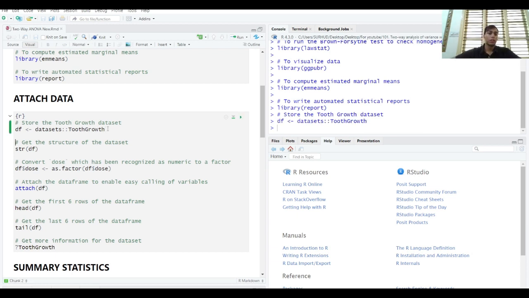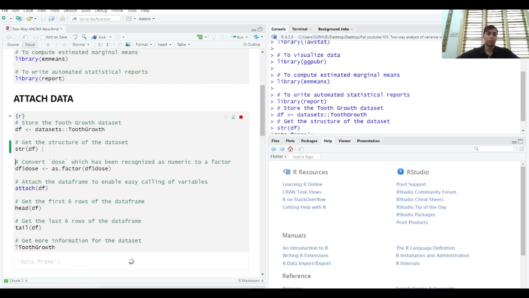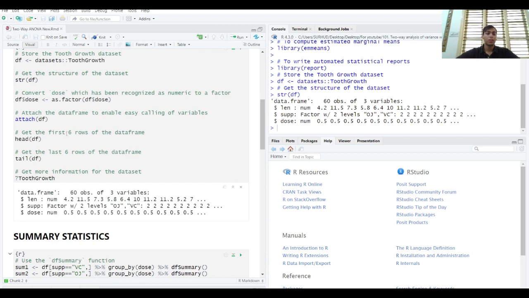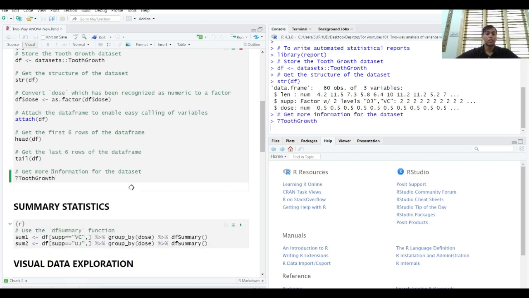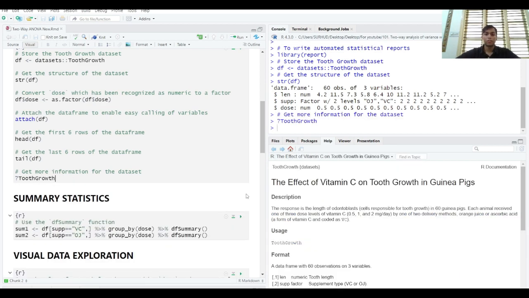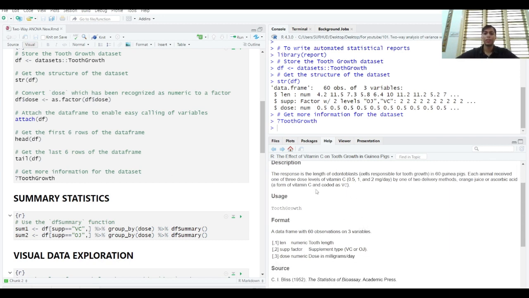I will now store the data set in an object df so that it is easy to call this object at a later date. The str function, or the structure function, will help us to get a structure of the data set here. If we want to get more information about this data set, we can write a query in front of ToothGrowth and we get a description.